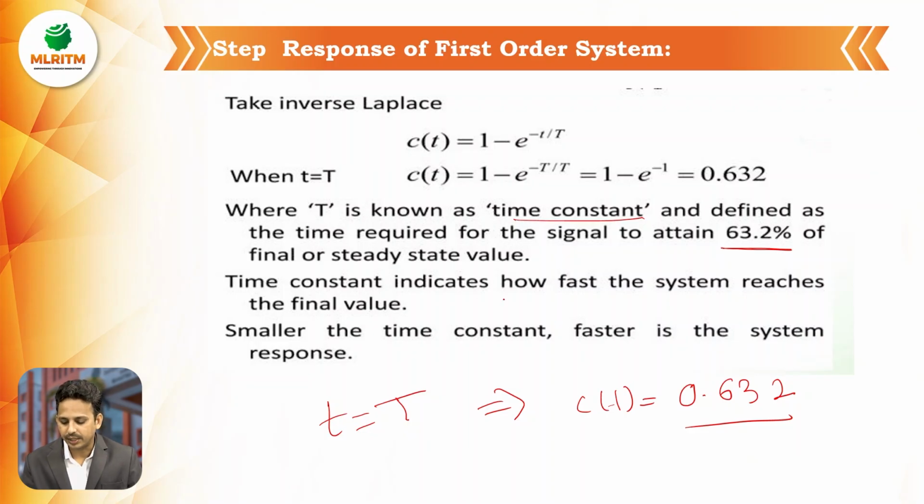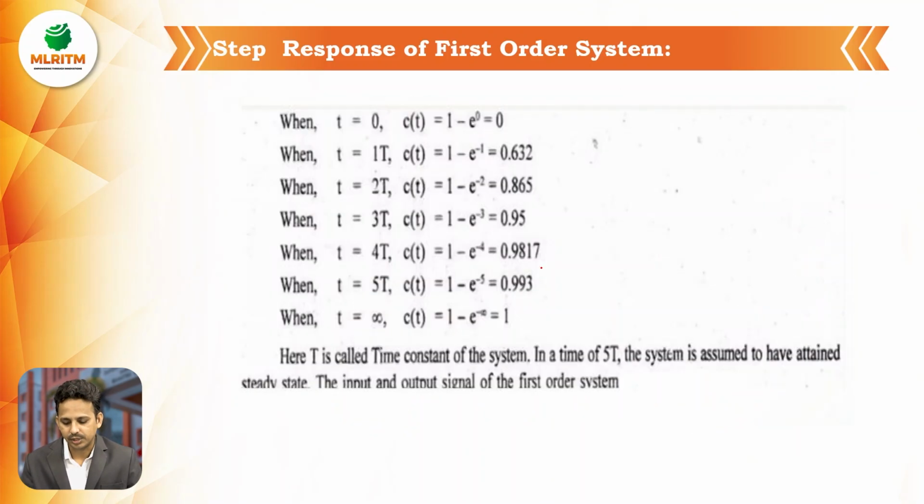The time constant indicates how fast the system reaches the final value. The smaller the time constant, the faster the system response. If the time constant is smaller, then the system response is fast. So the time constant is defined as the time for the output signal to reach 63.2% of its final or steady state value. So this is called the time response.